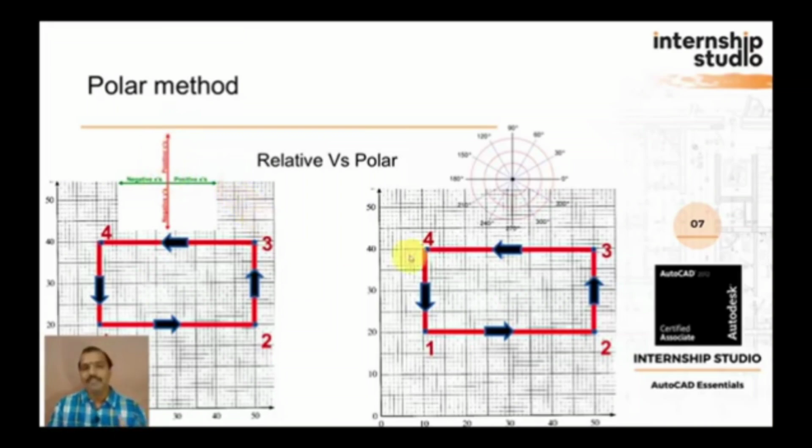Okay. Instead of the positive and negative, I am going to use the angle values. In both methods the lines were straight, so we did it easily. Suppose you have an inclined line, how do you find out the x distance, y distance in a relative method? Already we discussed. In a similar way, if you have an inclined line, how do you draw that particular line using the polar method? We are going to discuss that now.